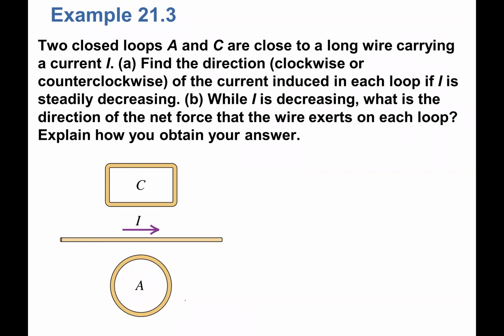So they're not connected to anything. You can think of this guy here as at some point connected to some power source. So find the direction, clockwise or counterclockwise. We're going to be using Lenz's law here, of the current induced in each loop if I is steadily decreasing. All right. And while I is decreasing, what is the direction of the net force that the wire exerts on each loop? Okay. Explain how you obtain your answer.